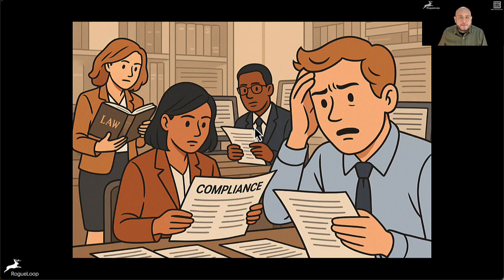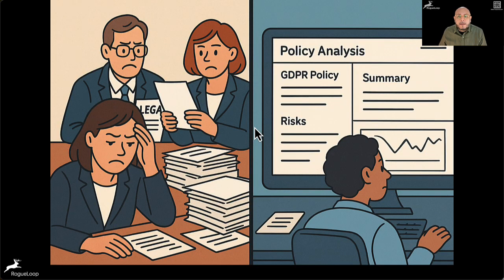Let's face it, compliance documents aren't exactly light reading. GDPR, FCA rules, internal privacy policies. They're vital, but painfully verbose. What if we could get an AI to read them for us, pick out the risks, and even suggest actions?